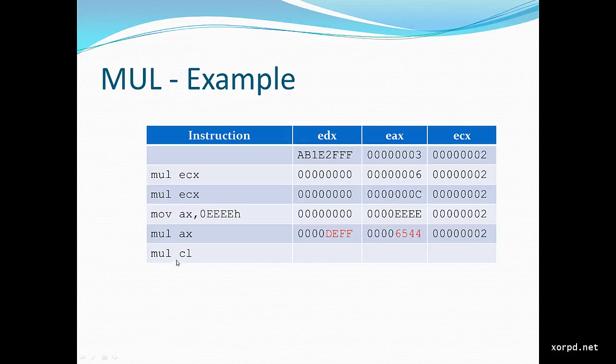Another example for mul. Now we are going to multiply AL by CL. I remind you that AL is this number right now, 44, and CL is 2. As expected, we got 88, of course in base 16. And the result this time is here, marked in red. We just multiplied two values of size 8 bits, and we got as a result 16 bits. The lower part of EAX, which is AX, is of size 16 bits.